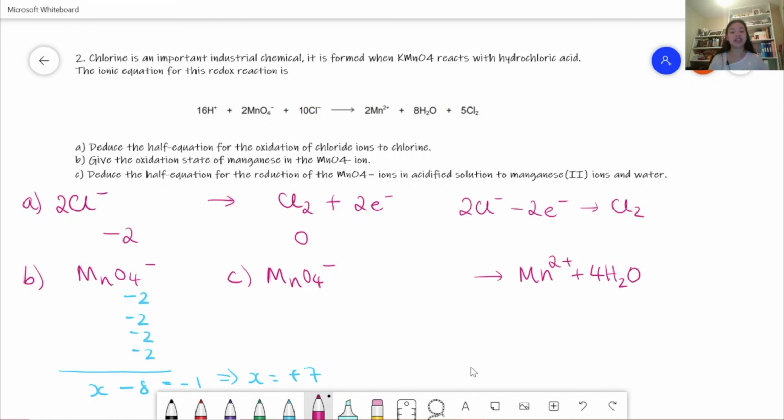And then the next step is to balance the hydrogens. We have 8 hydrogens on the right-hand side, so we need to add 8 H+ onto the left-hand side. And then the final step is to balance the charges by adding electrons. On the left-hand side, we have a charge of -1 plus 8, which is +7. And then on the right-hand side, we have a charge of +2. So that means we need to add 5 electrons onto the left-hand side in order to get both sides to be equal to +2.